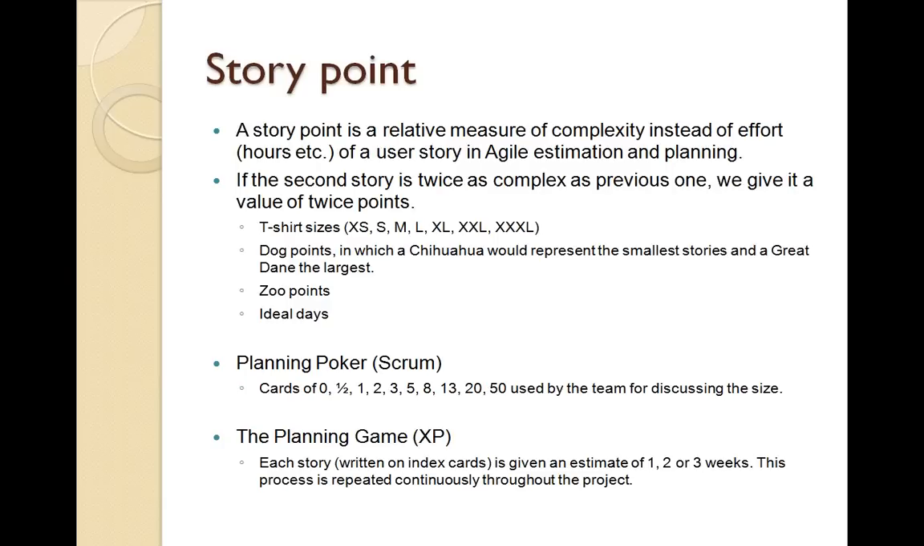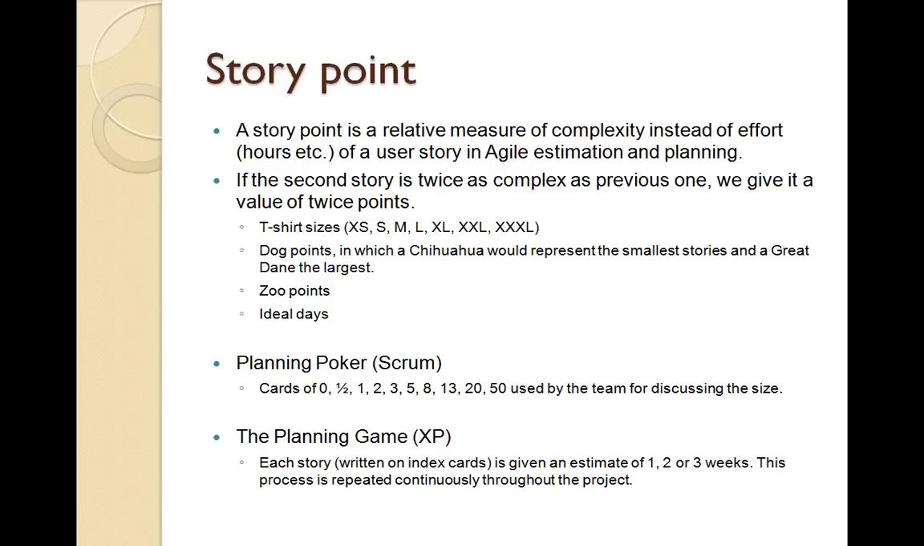In planning game, each story which is written on index cards is given to the estimator, and then estimators will have 1 or 2 or 3 weeks estimates added to that. And this particular process is repeated continuously throughout the project. So the major characteristics of story points are they are provided at the start of the project, but the agile nature of the project is iterative, incremental, and that's how we keep on iterating the projects as well. The story points might get added or reduced, they might change.